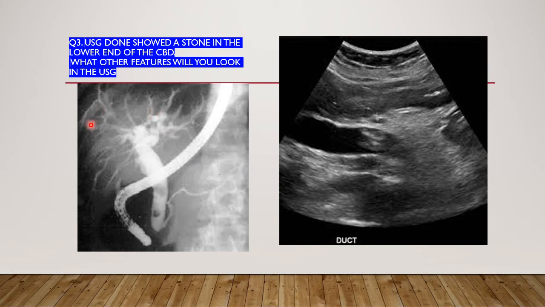And this, just for your information, is an ERCP picture. It shows filling defects at 3 levels: one here at the ampulla, one in the lower CBD, and another also in the lower CBD. These filling defects indicate the presence of stone in the lower end of the CBD as the cause of obstruction. And you can see here the common bile duct is massively dilated right until the porta hepatis. The intrahepatic ducts appear to be normal.